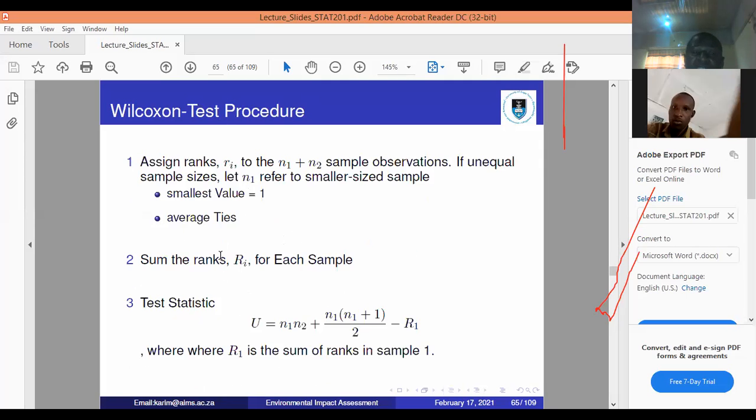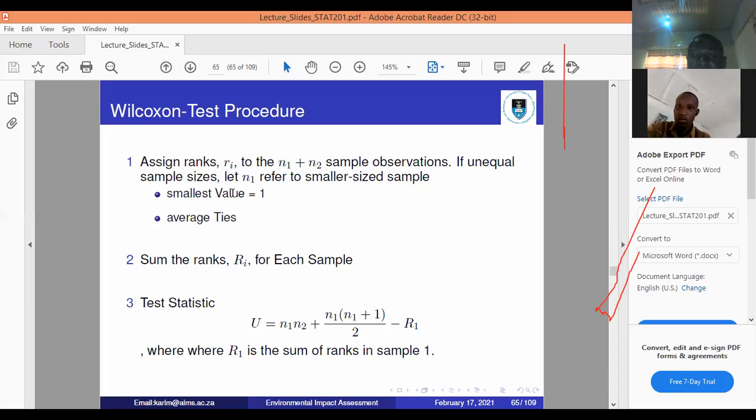What is the procedure for the U test? You have two samples, so one sample is going to be N1 and the other is going to be N2. We will assign ranks to them, that is, we will assign a rank for each of the data values. But we are going to rank the values together as if they are in one data set. So we are going to have N1 plus N2 sample observations.